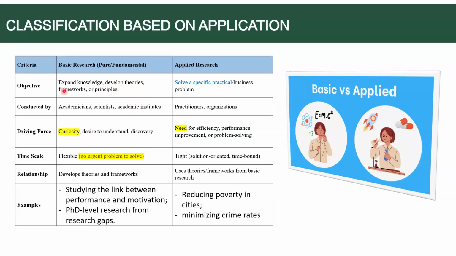Pure research is important. It expands knowledge, develops theories, new frameworks. Most importantly it is conducted by academicians, scientists, academic institutes. जो साइंटिस्ट होते हैं, वो एज सच कोई प्रॉब्लम कंसिडर नहीं करते. Their main purpose is to satisfy their curiosity. For example, I want to know about PhD level research, I just want to know the PhD level research from research gaps.